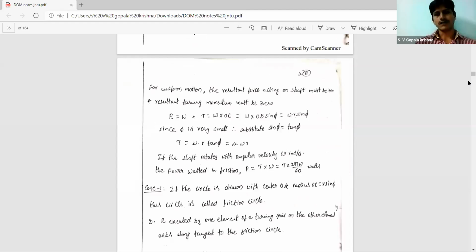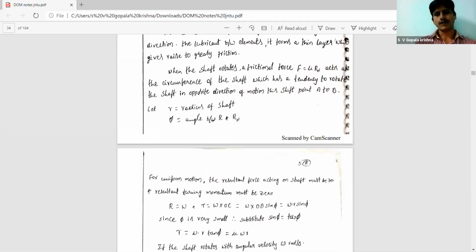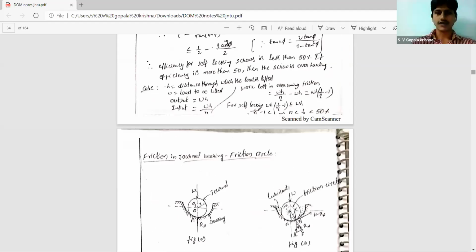The important thing is how we generate the friction circle, which was already given in our statement. A circle is drawn with center O and radius OC, and that circle is called the friction circle. Observe it in our diagram. The radius value is R sine phi. We covered this in the last class.